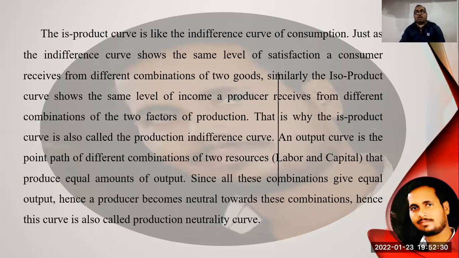An output curve, or isoproduct curve, is the path, or we can say the expansion path, of different combinations of the two resources. Students, the resources are labor and capital that produce an equal amount of output. Since all the combinations give equal output, the producer becomes neutral towards these combinations. Hence, this curve is also called the indifference iso production curve, or the production equalization curve, or production neutrality curve, as we say, students.